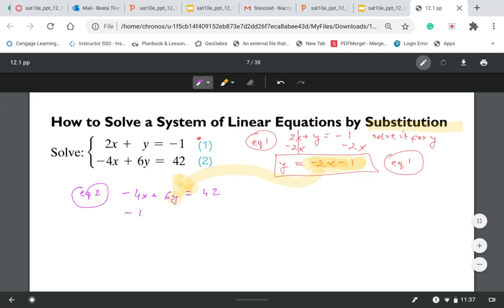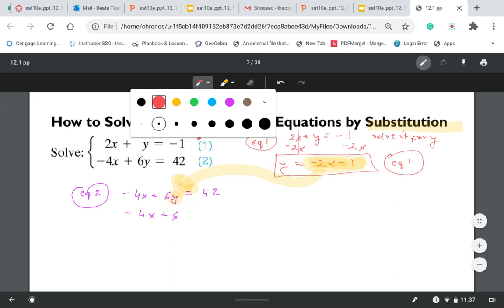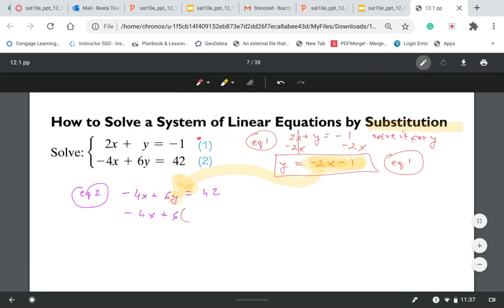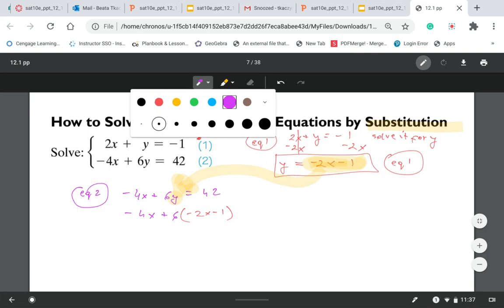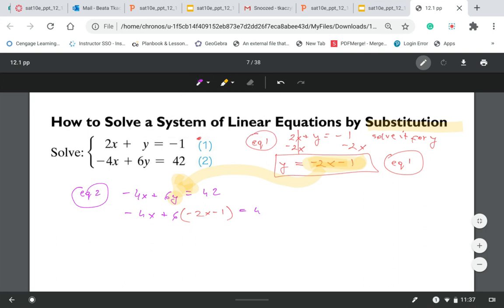So we have negative 4x plus 6, and we replace y with negative 2x minus 1, the y which we got from equation 1, and follow the rest. That's equal 42. So now when we're using the substitution, you're going to notice that equation 2 only has an x. We only have one variable, so we can solve this equation for x.